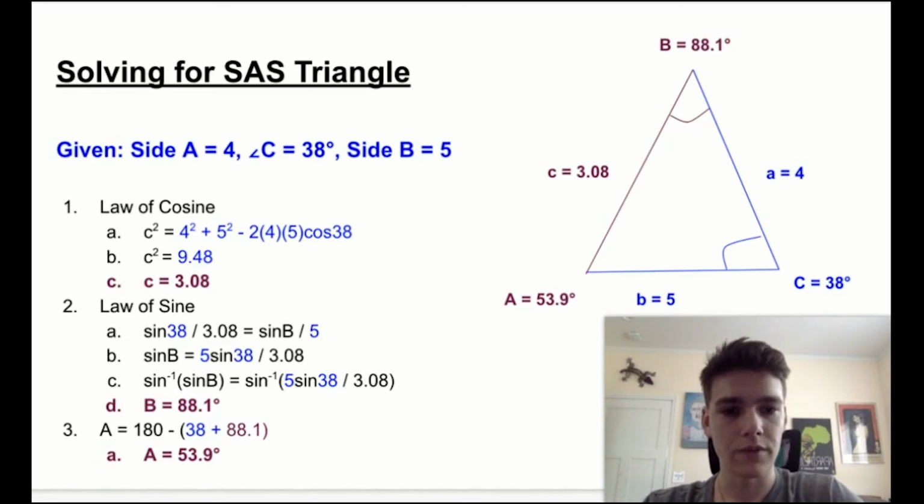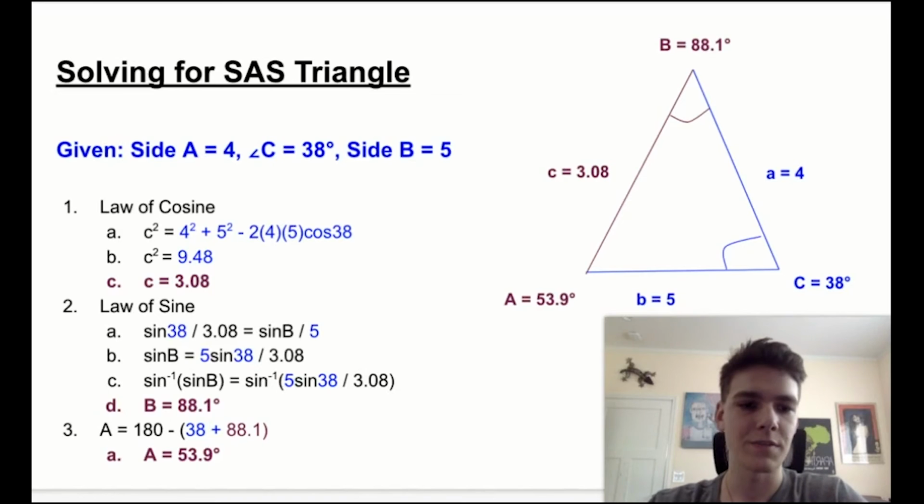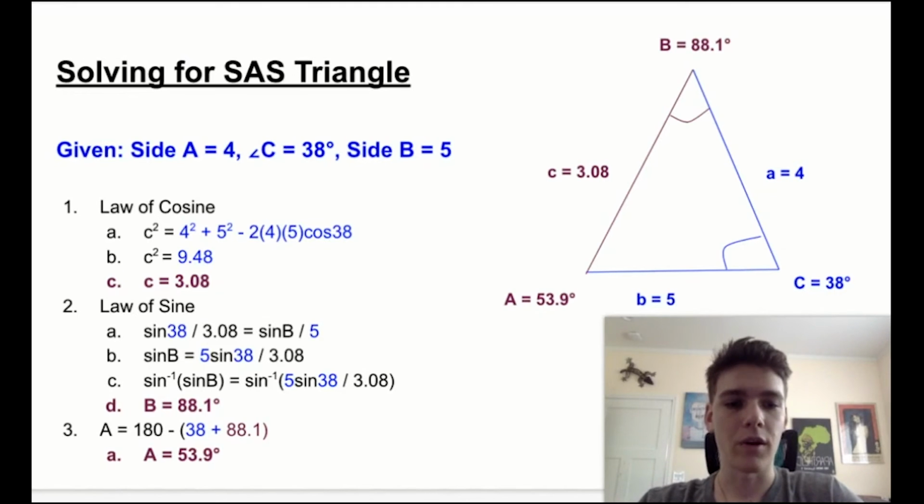Okay, so now that we have two angles in our triangle, 38 degrees and 88.1 degrees, finding the third is simple. Since all the angles in the triangle should add up to 180 degrees, we can use the equation 180 minus the sum of B and C equals A. So this becomes 180 minus 38 plus 88.1 equals A, which means that A is 53.9 degrees. So when checking that all these angles are correct, we will add up all three angles and get 180 degrees. So in this case, 38 plus 88.1 plus 53.9 equals 180.